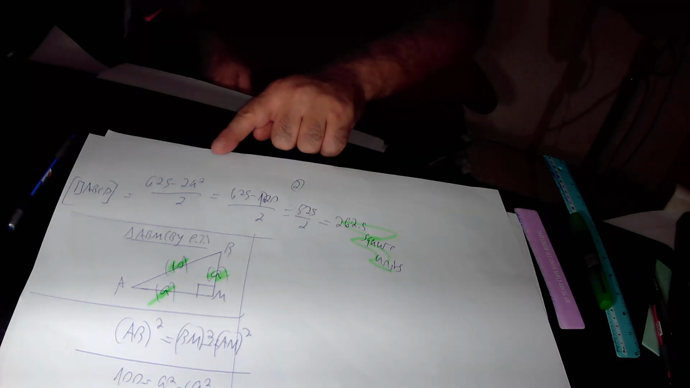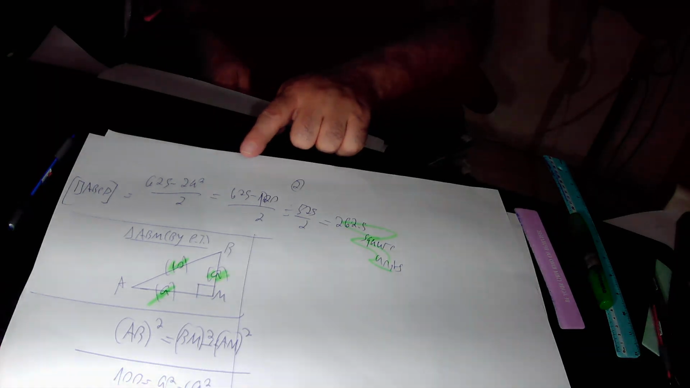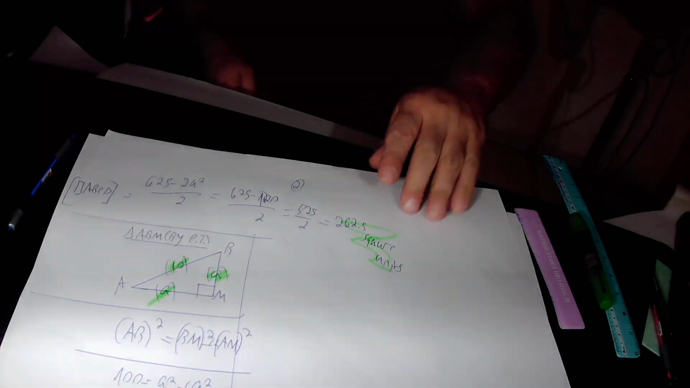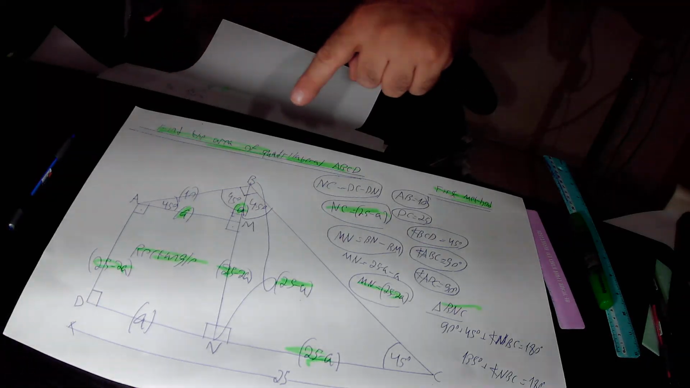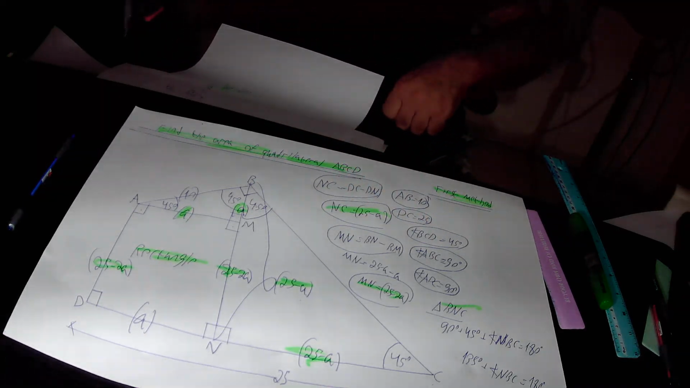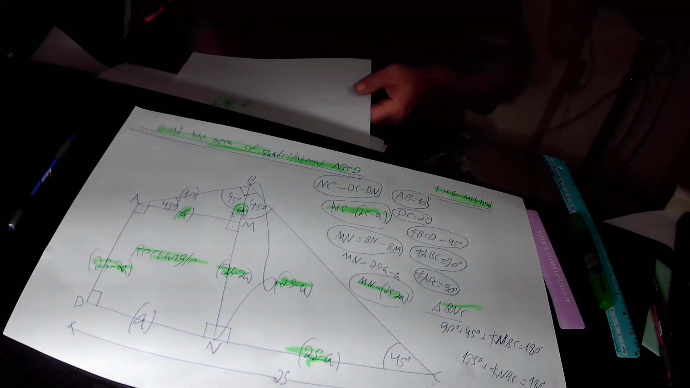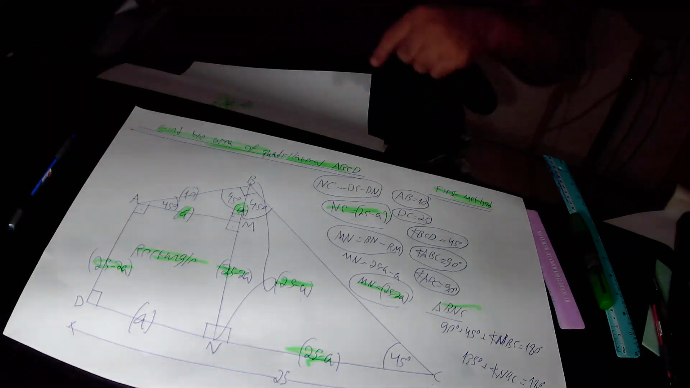We did it, and we found that the area of quadrilateral ABCD equals 625 minus 2A squared, and 2A squared is 100, divided by 2. So 625 minus 100 is 525, divided by 2. 525 over 2 is 262.5 square meters. So according to the first method, we found that the area of this big quadrilateral ABCD is equal to 262.5 square meters. We finish with the first method. In the next step, I present to you how to find the area of this quadrilateral ABCD according to the second method.